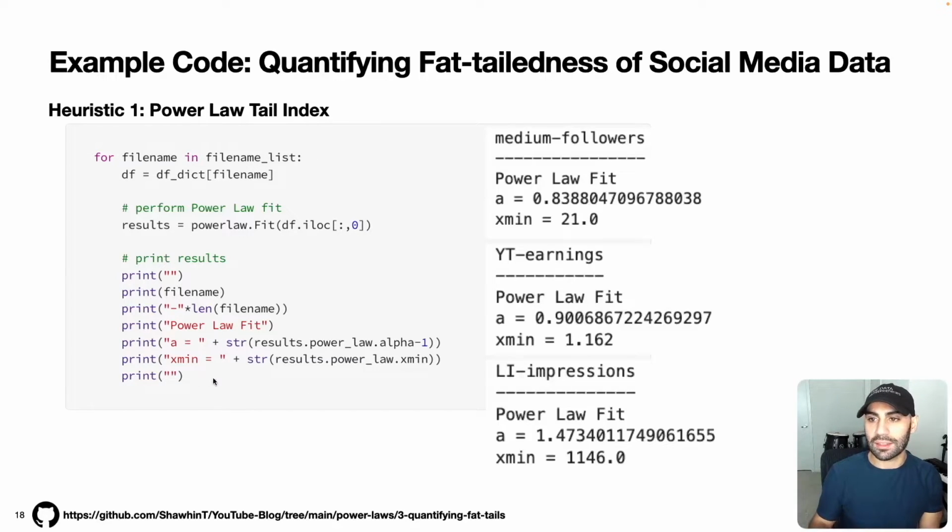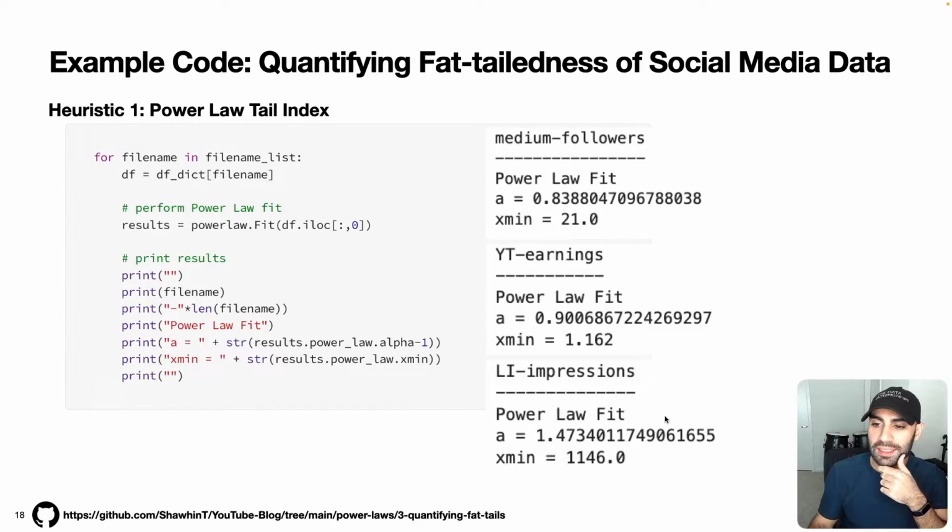And so what that looks like is this, where for medium followers, we have an alpha value of 0.83. For YouTube earnings, we have an alpha value of 0.9. And then for LinkedIn, we have an alpha value of 1.47. Also note with these fits that you'll have an X min value. So this fit isn't for the entire distribution. It's starting at some minimum X value, and then the alpha value corresponds to all the values greater than that.